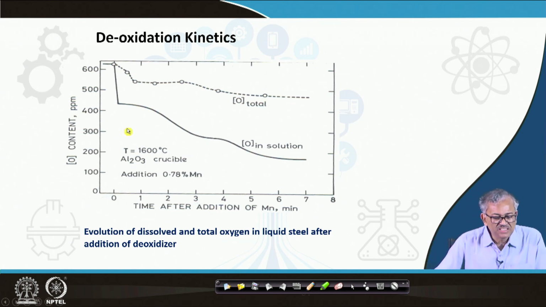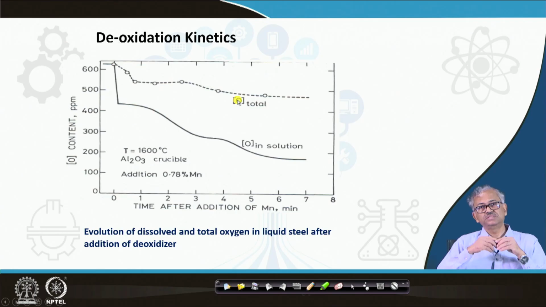As soon as the manganese is added, the dissolved oxygen suddenly drops from 600 to 400, and then it is decreasing quite steadily, and it comes to 200 ppm also. But what is the behavior of the total oxygen?